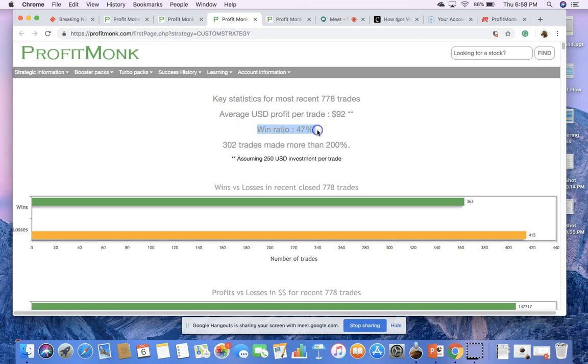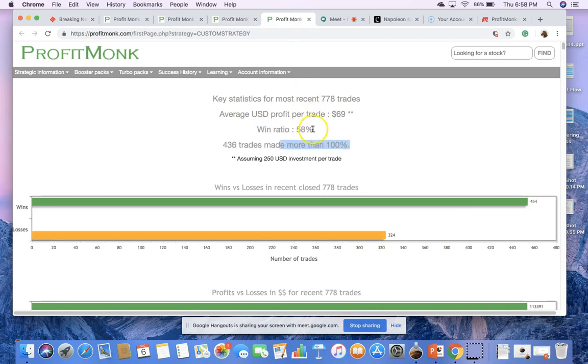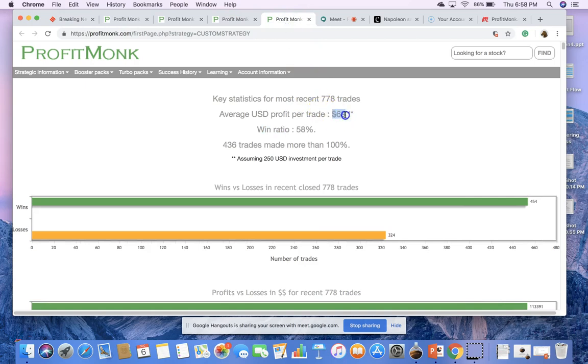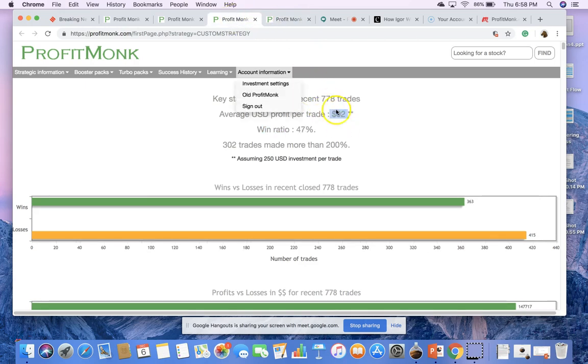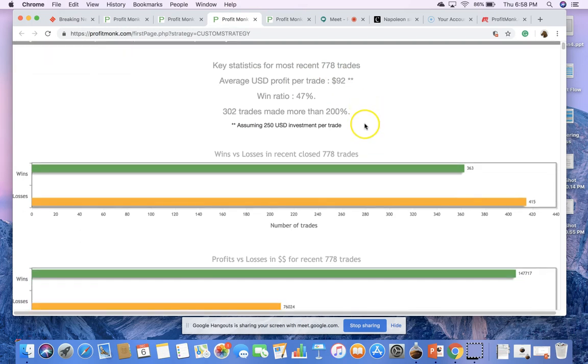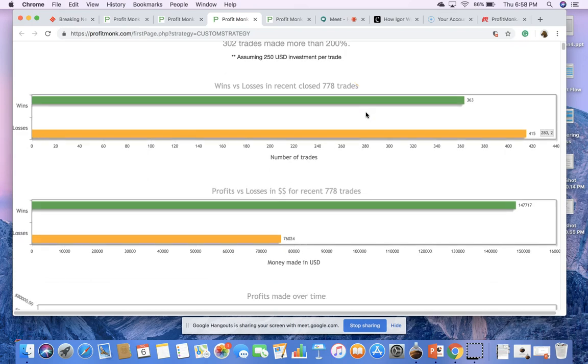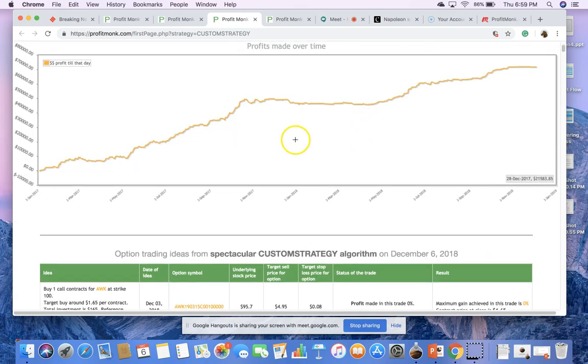The win ratio goes down in this scenario, 47% versus 58%. But look at the average dollar profit per trade. It jumps up tremendously to about $90 from $70. So basically, if you are willing to bet and stay in a trade longer, you will make more money using this combination of strategies. And you can see it here.